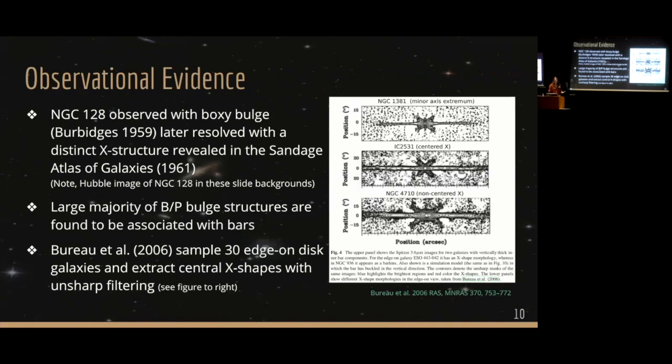So we have observational evidence. We see these all over in Milky Way mass galaxies especially, which is especially interesting for us. We see them in the Milky Way. There's evidence for the X in the Milky Way center. So now how do we learn more about this?